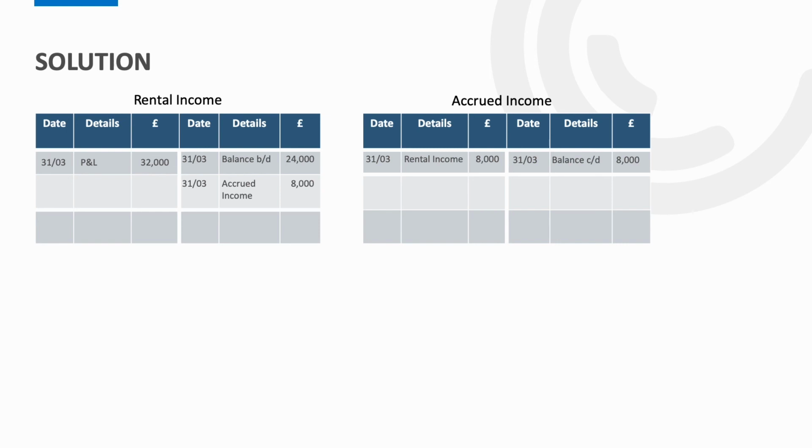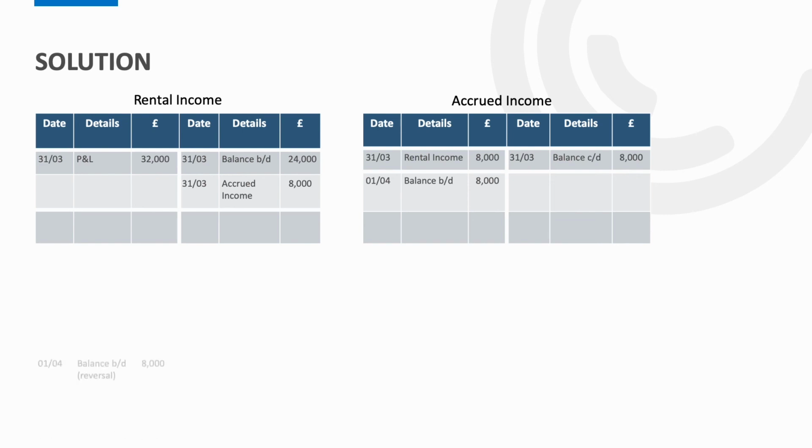So finally, at the start of the next financial year, the accrual is reversed. To do this, we debit the rental income account for £8,000 and credit the accrued income for £8,000. The effect of this is that we have a nil balance on our accrued income account and an £8,000 debit balance on our rental income account. So at this point, our accrued income account is tied off. There's nothing more that we need to do on this.